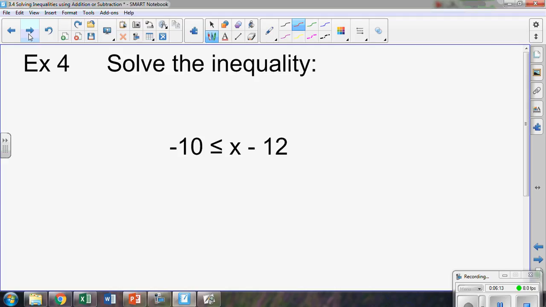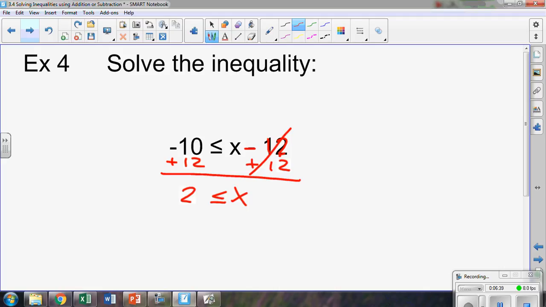We'll also note this particular one is set up the same way. We could look at it and say to cancel out the subtraction of 12, we know that subtraction has to be paired with addition. Negative 10 plus 12 will equal 2, leading us to our answer: 2 is less than or equal to x.